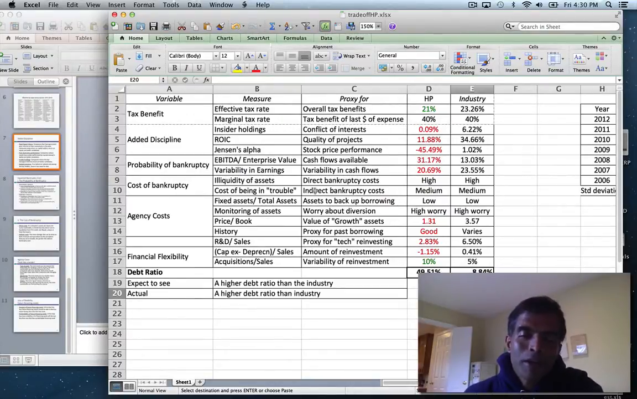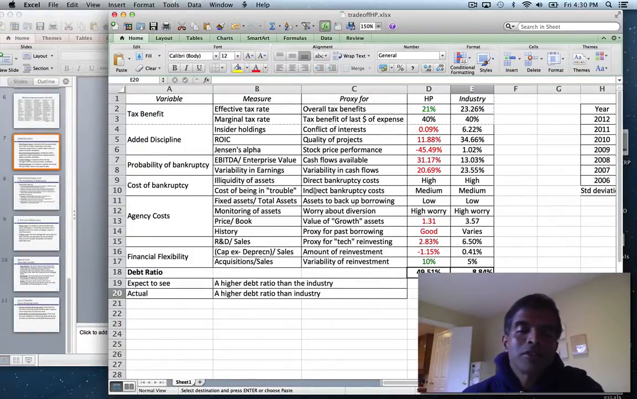But for a technology company where invested capital is already understated, that's not a very good number. In fact, the sector average is 34.66%. So that number suggests HP has not been taking very good projects. That again is an incentive for HP to borrow money to make itself more disciplined.